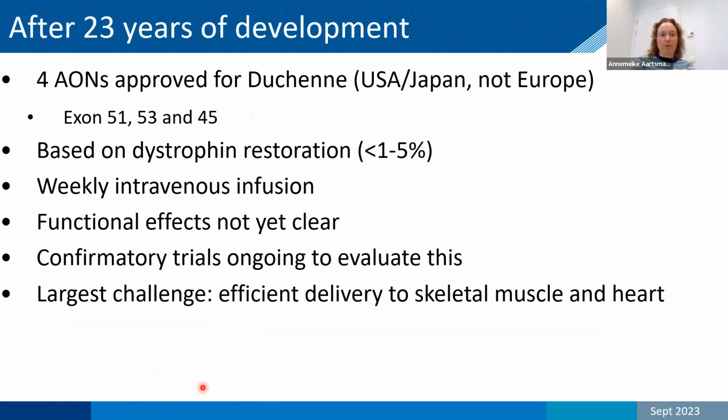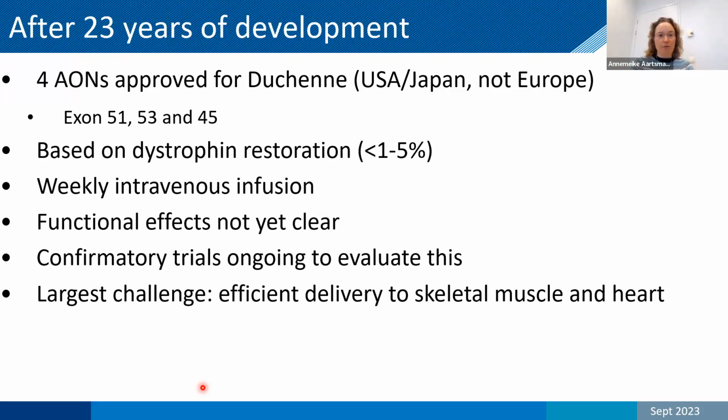So there's 4 approved AONs. They're approved only in the US, 1 in Japan, not in Europe. And there's a reason for that. And that is that approval is based only on restoration of dystrophin at very, very minor amounts, less than 1%, generally speaking. After weekly intravenous infusions of very high doses, you get less than 1% of dystrophin restoration. And then the question is having these very low amounts of dystrophin, is that enough to slow down disease progression? And the answer is, we don't know.